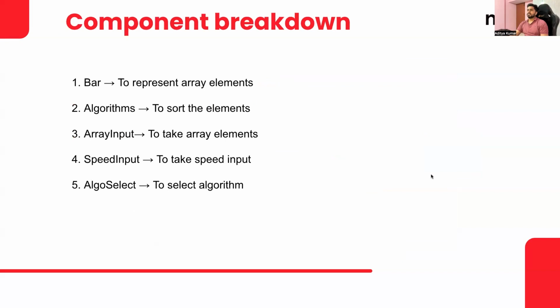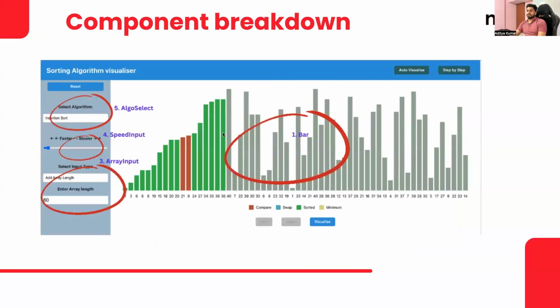So now let's go back to the component breakdown. Before showing you the code, let us break down the components. What components are required here, right? First of all, the bar is required, which will represent the value of the array.